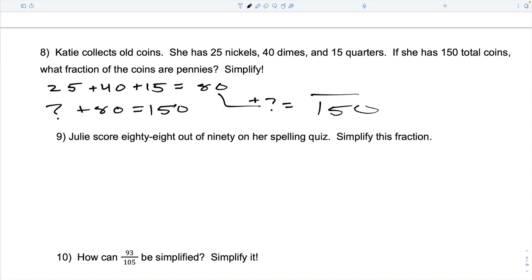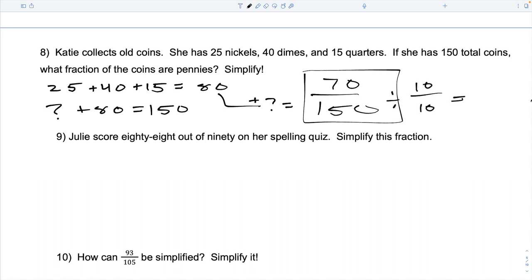How many pennies have to be left, Judah? 70? Yeah. So this is your fraction of pennies. 70 could be simplified one more step by dividing by 10. Henry, I think there was one slight blunder. I think you had the 80 instead of 150. You did the top numerator correct though.